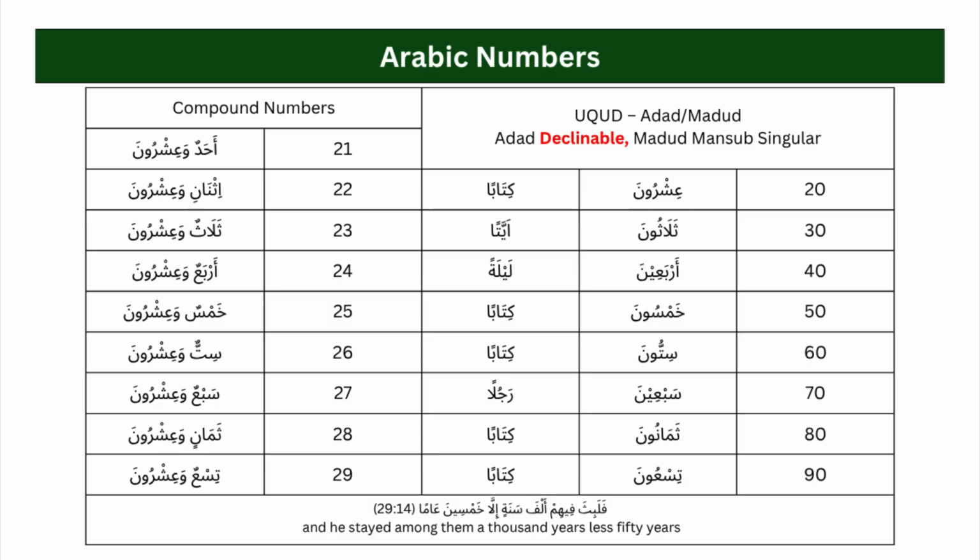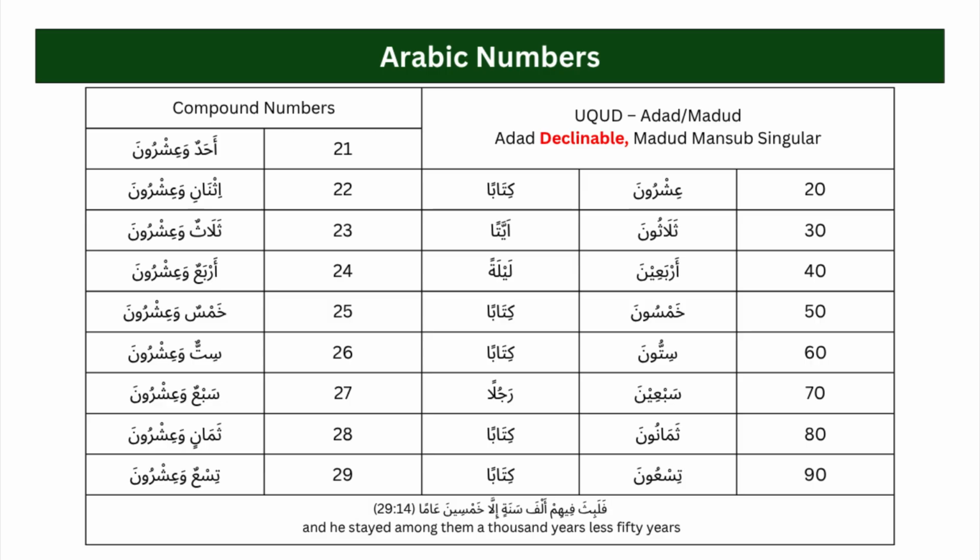Ukud, the multiples of 10. On the right side, the slide gives the ukud, the multiples of 10. Ishrun, 20. Thalathun, 30. Arba'un, 40. Khamsun, 50. Sittun, 60. Sab'un, 70. Thamanun, 80. Tis'un, 90. The slide also says something very important.